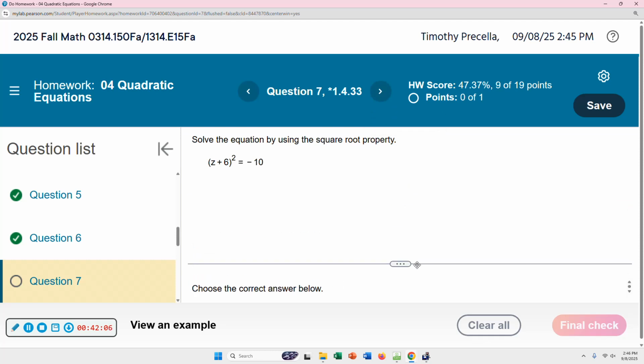Number 7. After all that talk, I don't think that there's a fraction here, are we? Well, that happens. Is it a Z plus 6 quantity squared equals a negative 10? Okay.